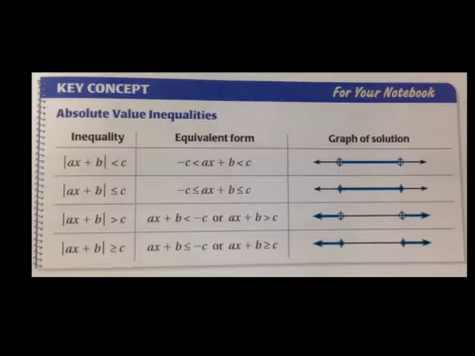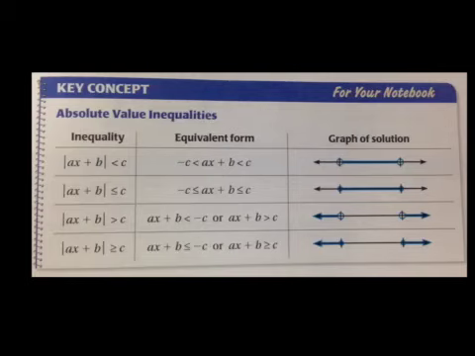Today we are going to be solving absolute value inequalities. In order to solve absolute value inequalities, you are going to use the following notations. So you're going to look at your problem and figure out if it's less than or equal to, greater than or equal to, and then you're going to use the equivalent form to solve the inequality, as well as graph the solution. And we know that if it's just less than or greater than, you're going to have open circles, and if it's greater than or equal to or less than or equal to, you will have closed circles.